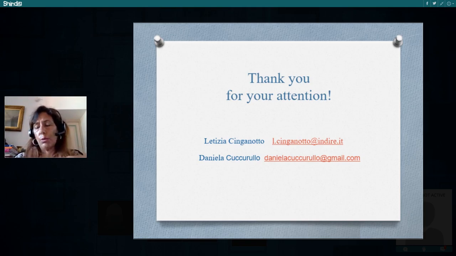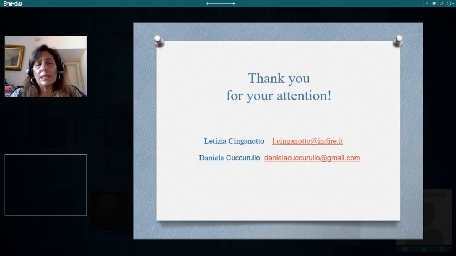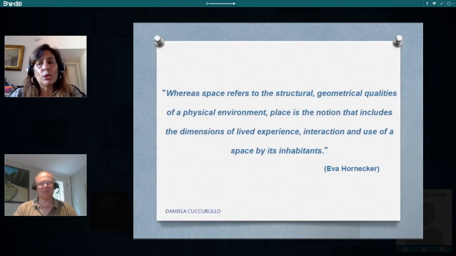And that is why I want to end this presentation with the quotation I had before, by Eva Ørkner, that is about the difference from space to place. We have a space, but when we want to create effective lessons, we have to create a place, whereas space refers to the structure, the metrical qualities of the physical environment. When we enhance these processes, it becomes a place. It is something that includes the dimension of a lived experience. That means interaction between the teachers and students and students and students. And it implies the different use of a space by people who inhabit it.